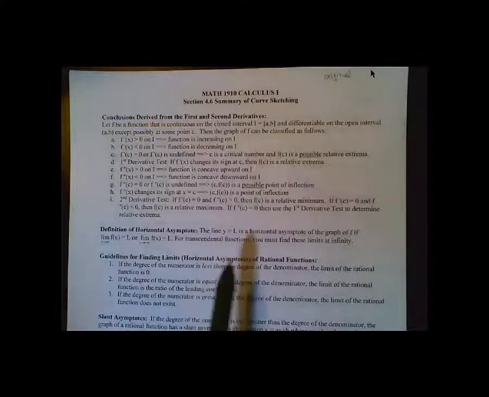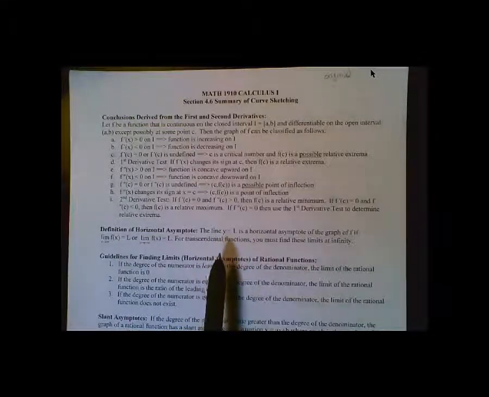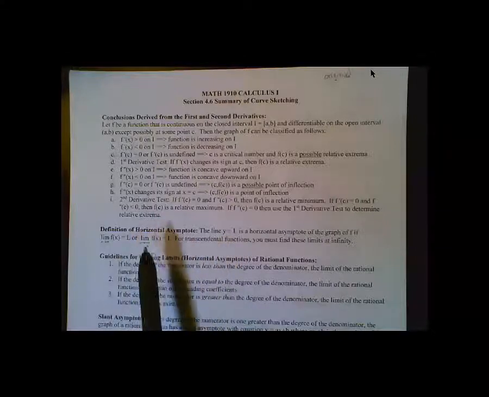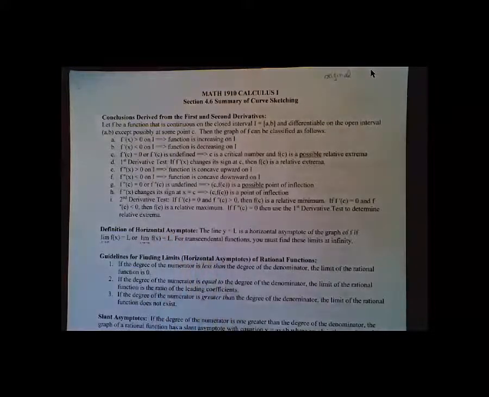For transcendental functions, you have to find the limit as x approaches infinity or the limit as x approaches negative infinity and see if there's some y value that the function is approaching as the graph goes forever to the left or to the right. And we'll do an example of that.